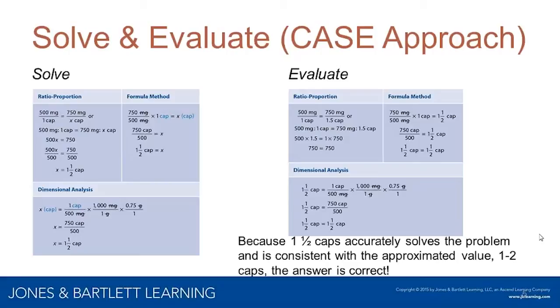For the evaluate step, the students just replace X with the answer that's yielded in the solve step, and then they redo the math to ensure that the answer is correct and that it is actually consistent with the value or the values obtained in the approximate step. At CCRI, which is the Community College of Rhode Island, we call that the check step.